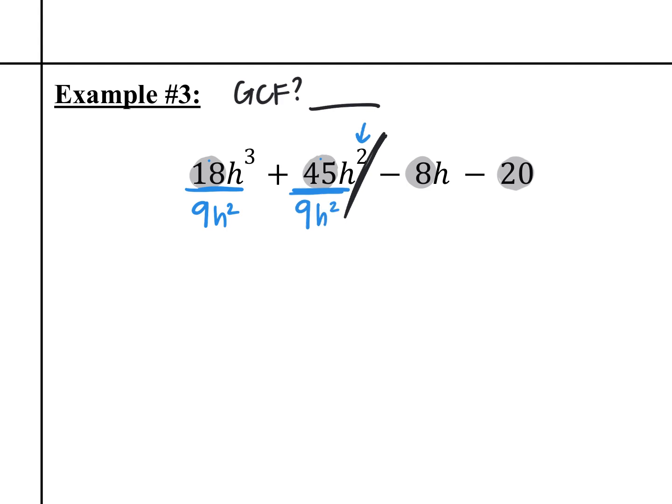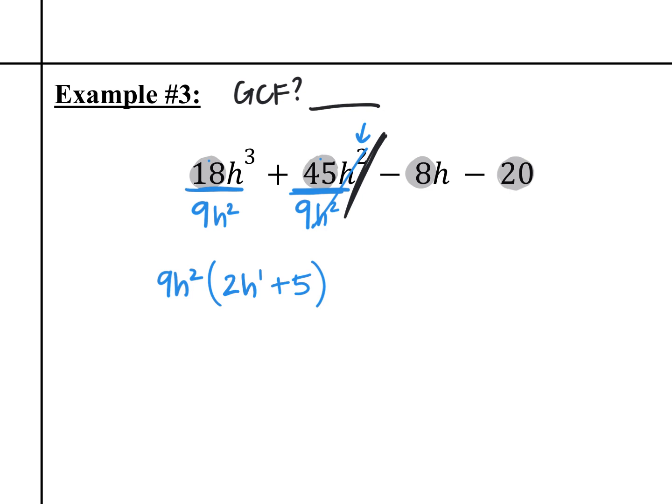Okay, when I take out that 9h to the second, and I divide these, 18 divided by 9 would give me 2. And then h to the third divided by h squared gives me h to the first power. And then positive 45 divided by 9 gives me positive 5. And then h squared on top of each other, so that would be nothing. So I have 2h plus 5 there.